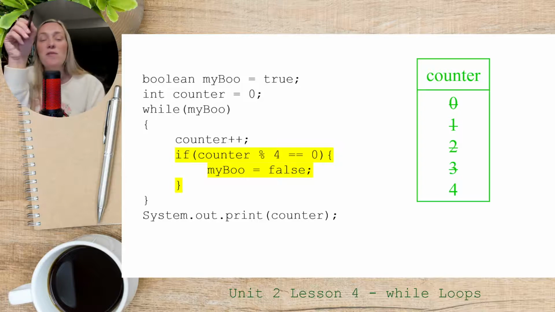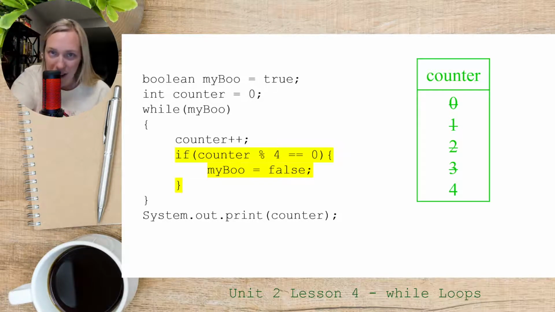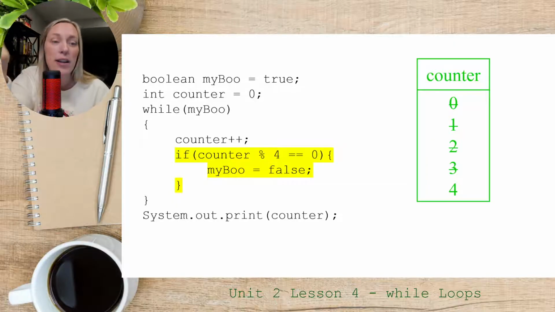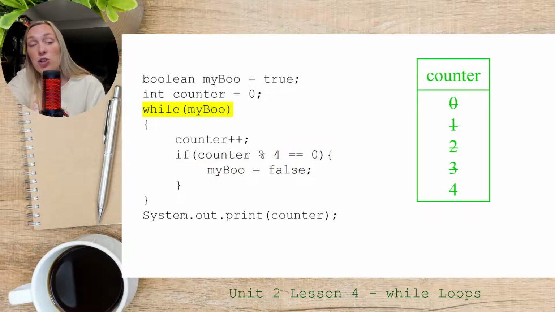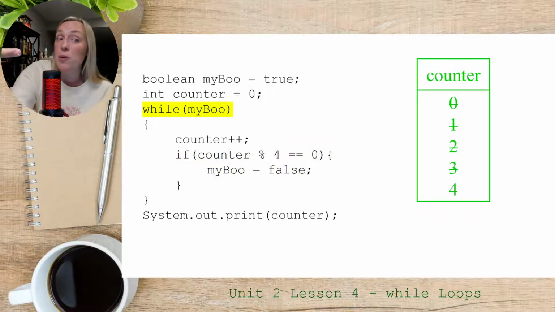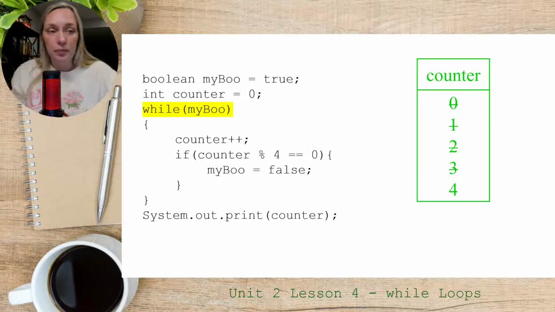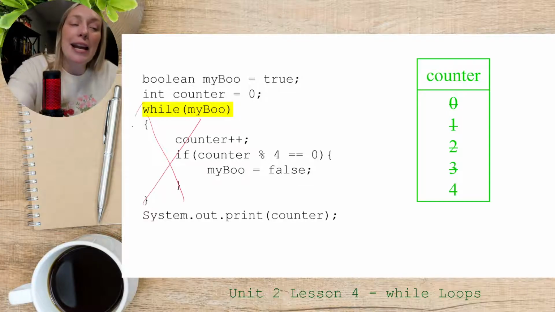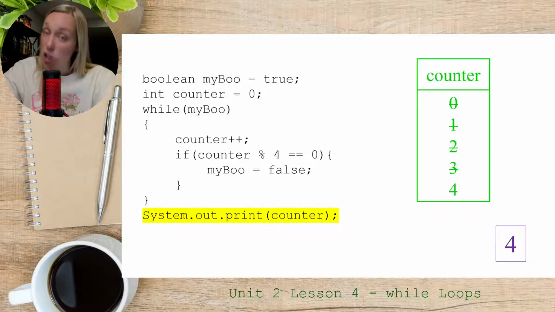4 mod 4 is equal to 0, because 4 divided by 4 has no remainder, right? So I finally reached a true statement in my if. Myboo becomes false. Myboo gets assigned the value false. So now when I go back up to check myboo again, myboo is false. Since that condition is false, now this gets skipped and I go and I print off with the current value of counter, which is 4.